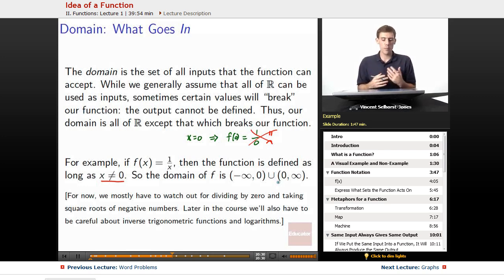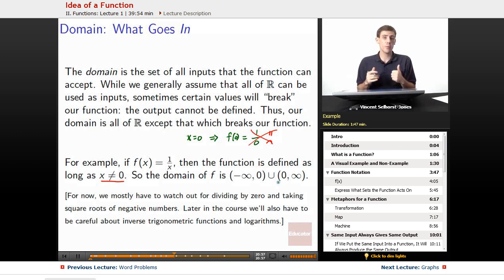For now, we mostly only have to watch out for dividing by 0 and taking square roots of negative numbers as the only two things that break functions. Remember, you can't take the square root of a negative number, because any number squared comes out positive. It'd be impossible to give me a number that you could square into making it negative, at least as far as the real numbers are concerned. Later on, we'll talk about the complex numbers, but that's for later.